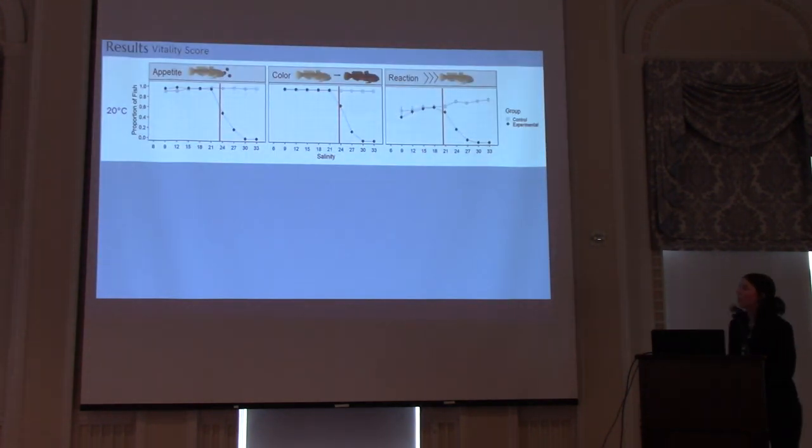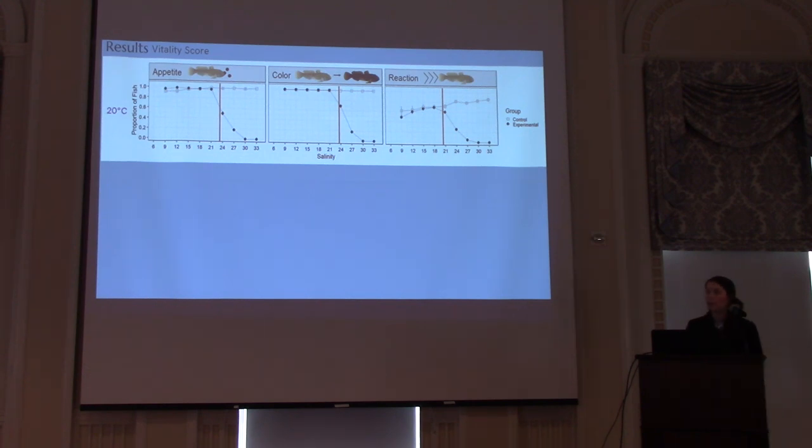And we get something that looks like this. On the x-axis here, we have salinity. On the y-axis, we have proportion of fish. Our three metrics are going to be the columns, and our temperature treatment is going to be the rows. Experimental gobies are in the black circles, and the control tanks are the open gray squares.